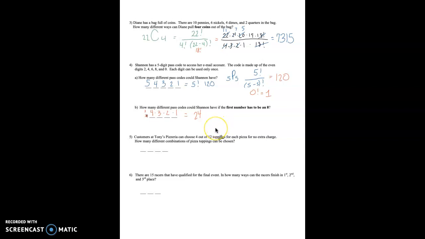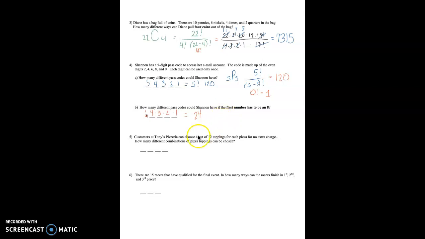For these last two, I'm going to read them. I want you to write down P or C, and then why don't you pause it and see if you can come up with the right answer, and then we can check back. So 5, customers at Tony's Pizzeria can choose 4 out of 12 toppings for each pizza at no extra charge. How many different combinations of pizza toppings can be chosen? So write down P or C. And then 6, there are 15 racers that have qualified for the final event. How many ways can the racers finish in first, second, and third place? So again, put P or C.